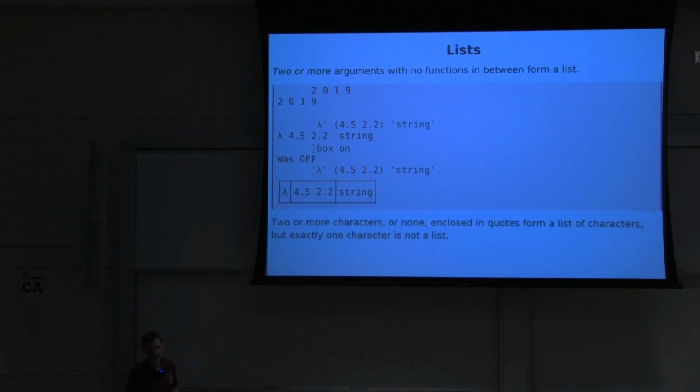So strings in APL are just lists of characters. And you write them with quotes, but actually if you only write one character, so if you write 0 or more than 1, you get a list of characters. If you just write 1, it's an individual character.